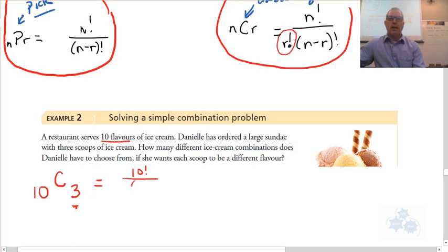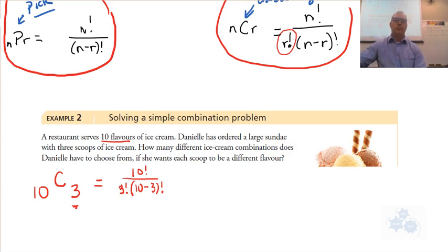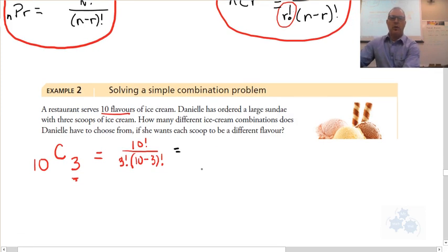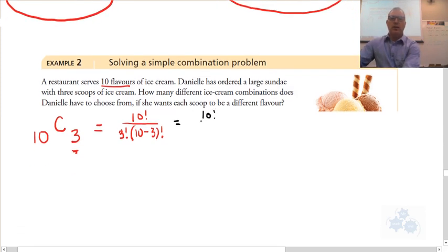And so we're going to divide by 10 minus 3. We're going to divide by the difference there. And that's going to be 7 factorial. And because order doesn't matter, we also need to divide by 3 factorial here. So that's where the combination formula comes from, or how we work that. So this is going to be 10 factorial over 7 factorial times 3 factorial.